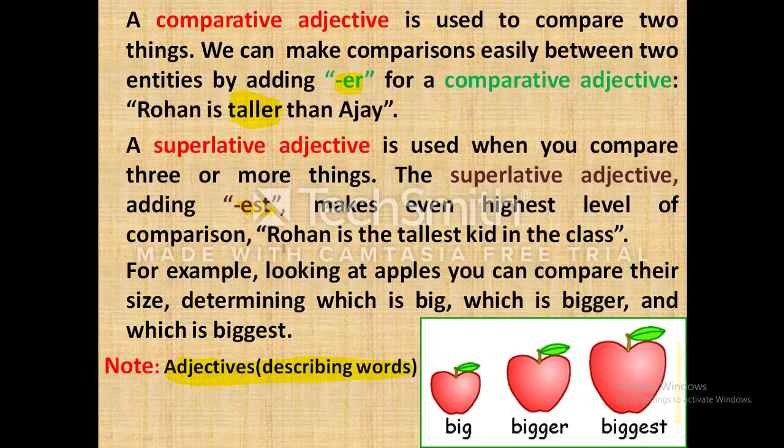For example, Rohan in comparative adjective is taller than Ajay. Here only two persons are there, Rohan and Ajay. But here Rohan is the tallest. Rohan is the tallest kid in the class. It means all the students in the class are shorter than Rohan.